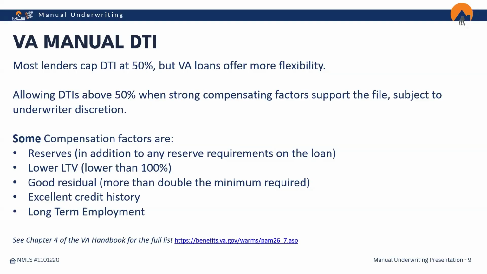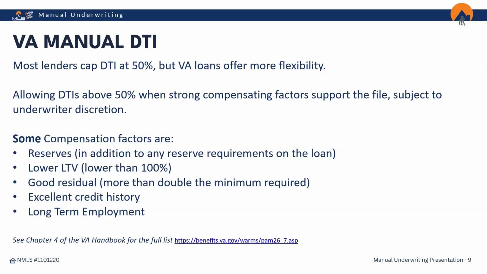If they have an LTV that's lower than 100%, if they're putting more money down out of their pocket, if they have good residual, more than double what is required on the basic terms on VA, they have excellent credit history, and they can document long-term employment. Those are just some examples. Those aren't everything. You can actually check out Chapter 4 of the VA Handbook to see some more examples that VA would accept to increase the DTI based on the compensating factors.